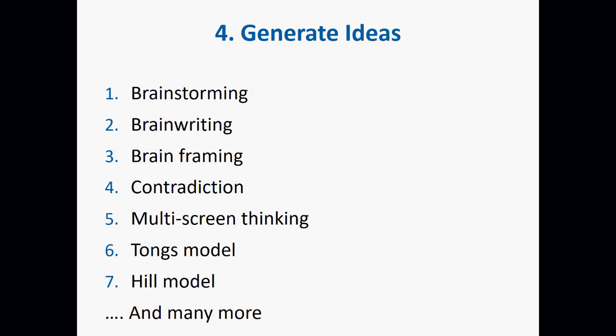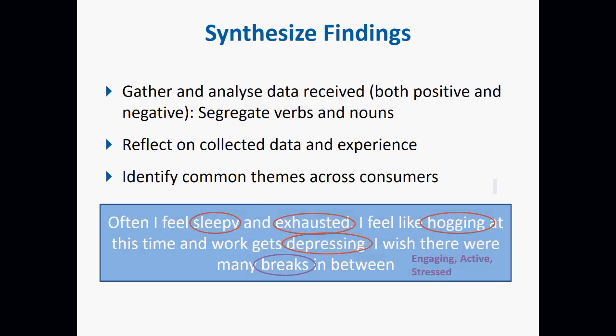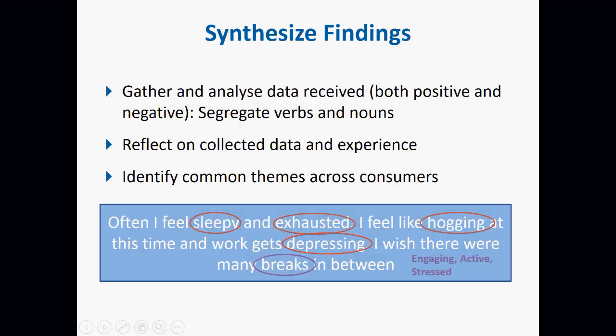Okay, I'll go forward. The next step after this, as we saw in the design challenge framework, is this: we have covered the discovery and the design success criteria. Now it's generation of ideas, evaluating and filtering the ideas, and creation of a prototype or pilot. So we'll look at these three phases one after the other now.